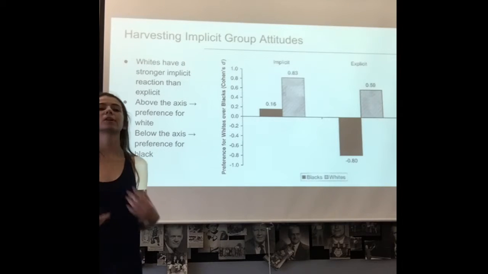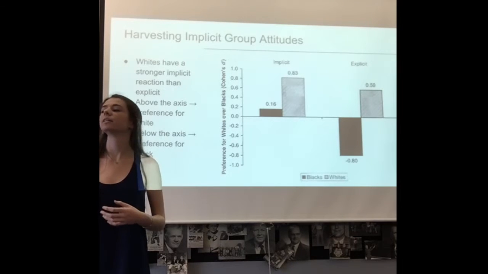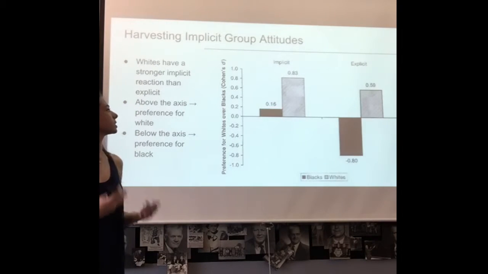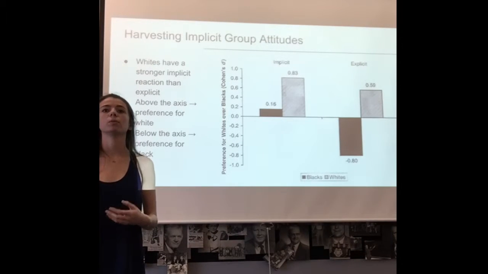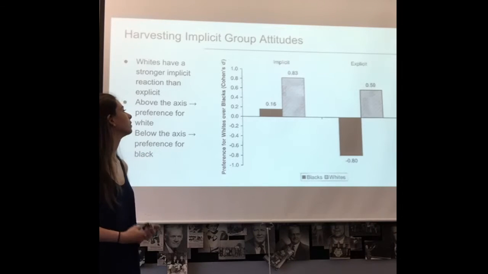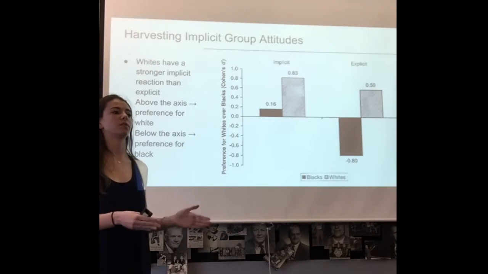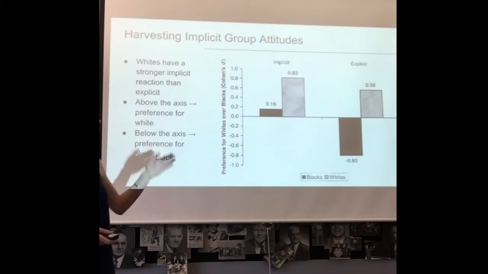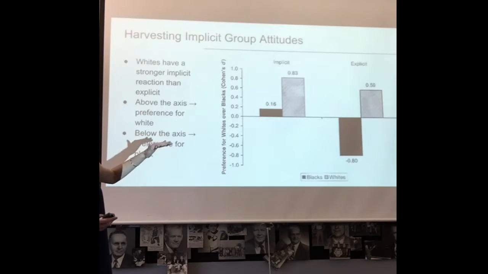In 2002, professors at Harvard wanted to understand the differences in implicit and explicit group attitudes. So they conducted a study where they presented participants with a survey to determine their explicit attitudes, their explicit biases. Right after, these participants were given an IAT to determine their implicit attitudes. In the graph, any value above the x-axis indicates a preference for white over black, and any value below the x-axis indicates a preference for black over white.